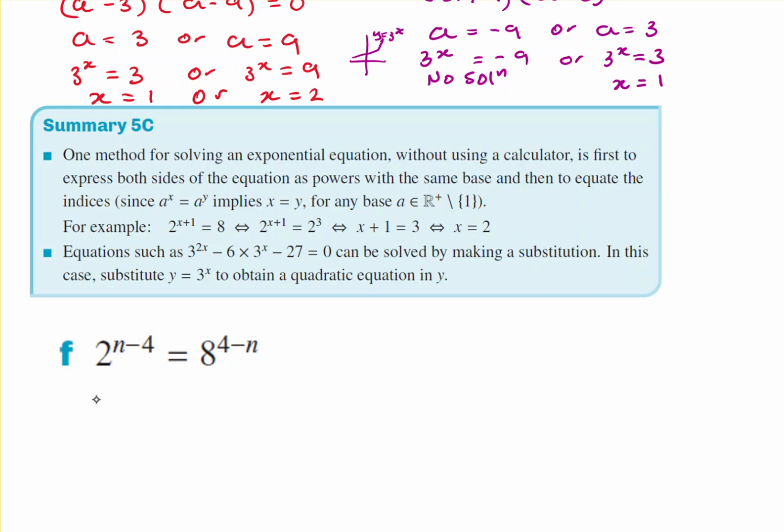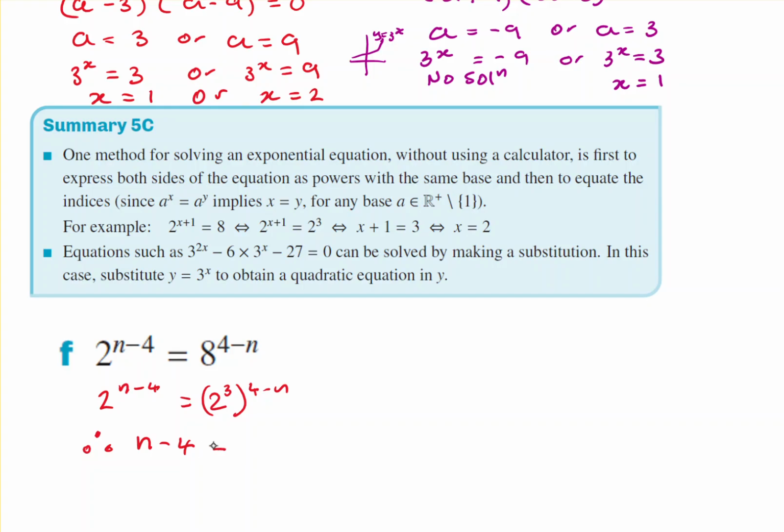So you've got 2 to the n minus 4 equals, now, 8 can be expressed as 2 cubed, to the 4 minus n. So remember, our rule is when you raise a power to a power, we multiply. So now we can say, because the bases are the same, therefore, you should always put that therefore. You can't just say it's equal. We're implying because the bases are the same, therefore the indices are the same.